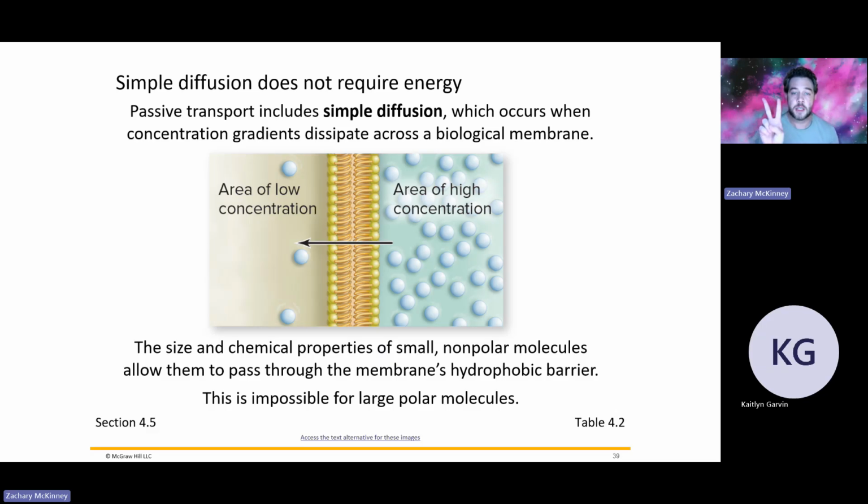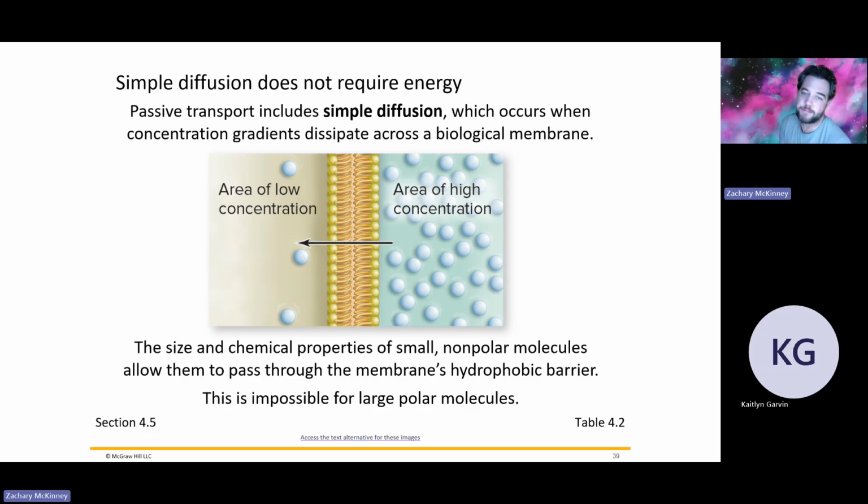Two things that word tells you. Two words, two definitions. Simple means that there's no protein helping it. Simple means that this molecule, these little balls, are able to just flow right through the plasma membrane without any protein assistance. Diffusion is telling you that it's going down its concentration gradient, that it's a passive process. So simple diffusion. Simple, no transport protein needed.